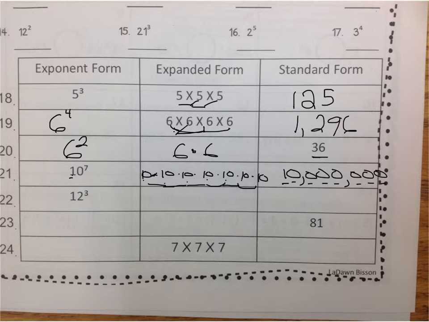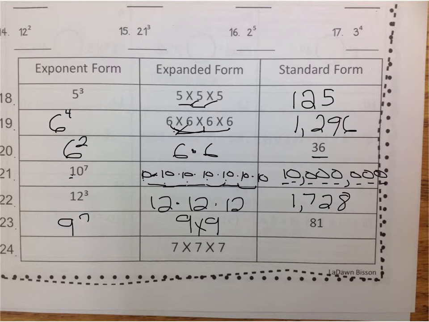Perfect. Okay, let's go 12 to the 3rd. 12 times 12 times 12. I can do the first one in my head. 12 times 12 is 144. And then I can do that times 12. Gets me to 1,728. Things that grow exponentially grow quickly. Very quickly. 81. I know that 9 times 9 is 81.